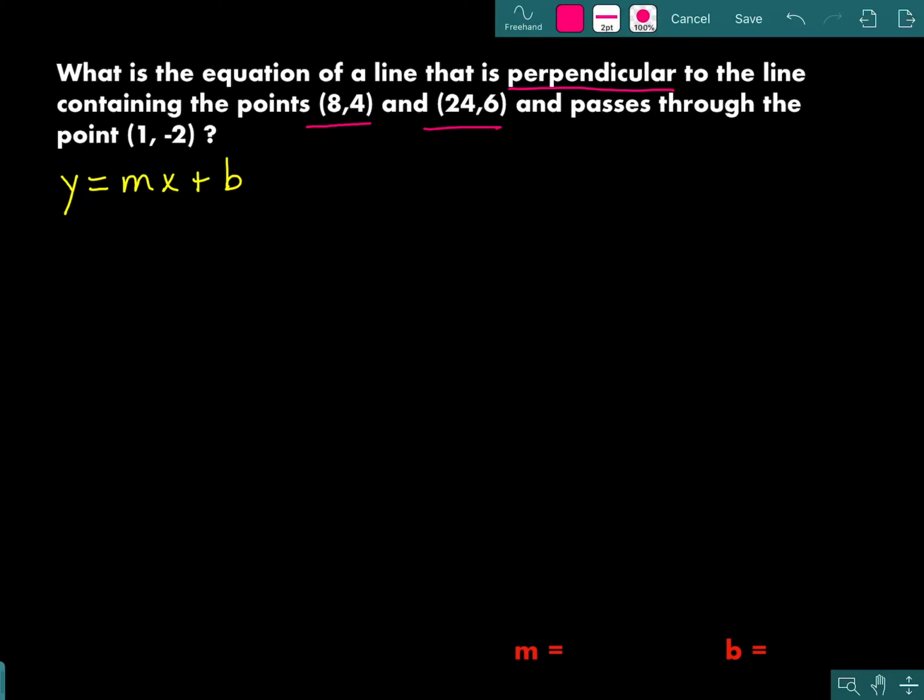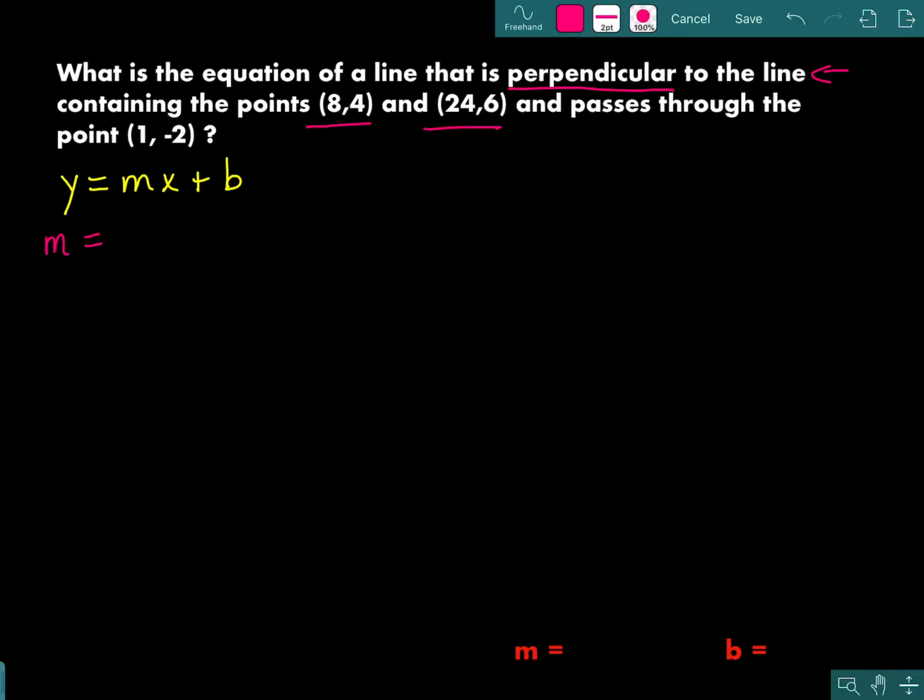Whenever we have 2 points on a line, we can find their slope. And if we can find the slope of this first line, because it's perpendicular, we can flip it and multiply by -1 to find the slope of the new line that we're looking for. So let's start by finding that original slope.